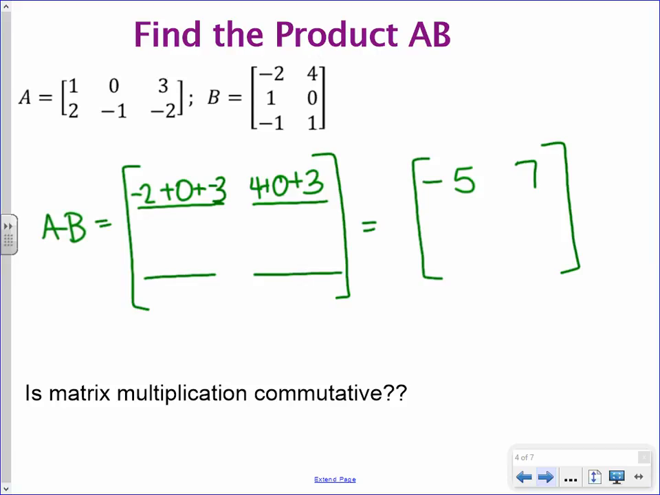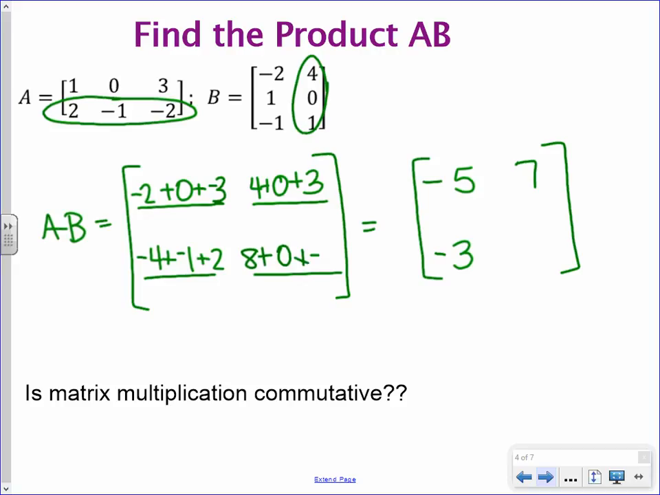We ran out of columns, so we're going to move to the second row. First column. What is 2 times negative 2? Plus negative 1 times 1. Plus negative 2 times negative 1. So our second row, first column entry is... last but not least, second row, second column, we have 2 times 4 plus negative 1 times 0 plus negative 2 times 1. So that gives us a 6 for the second row.